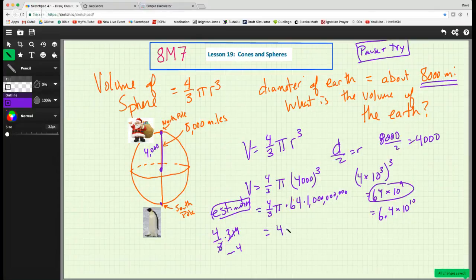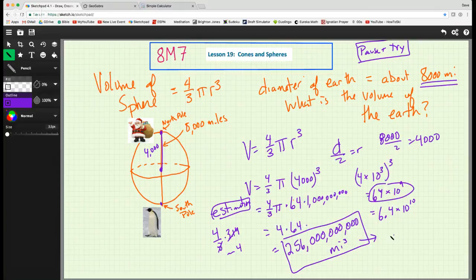So we're going to say that's 4 times 64 times a billion. 4 times 64 is 256. 256 times a billion is 256 billion cubic miles. And again, this is just an estimate.